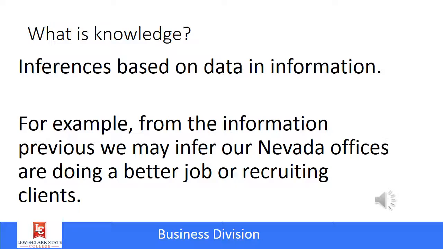One more level above information is knowledge. Information is very useful, but managers use that information to go further. They will analyze the information, and they'll use it to look for trends or make decisions or make inferences. For an example, from the information that we saw in the last slide, it would appear that our managers in the Reno area are doing a better job than the other cities because we have more clients. That's an inference, or we're trying to use that information to make a decision, and we would refer to that as knowledge.